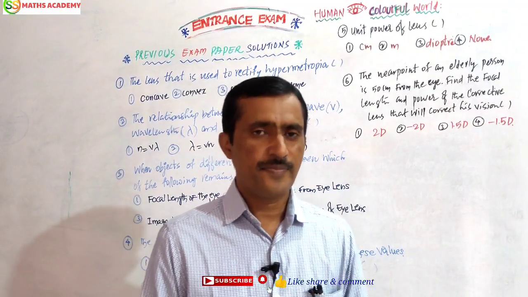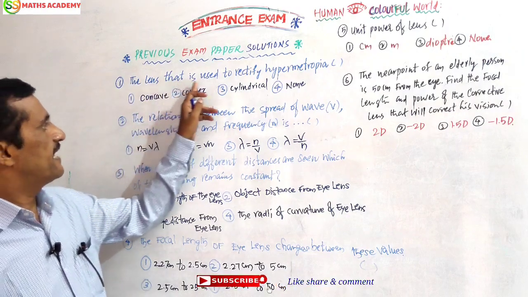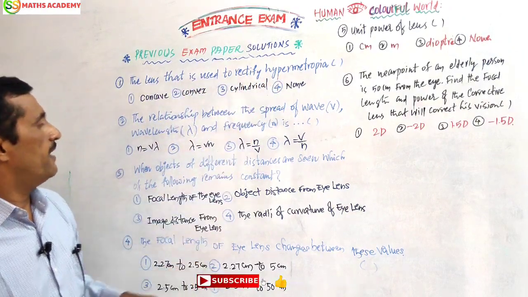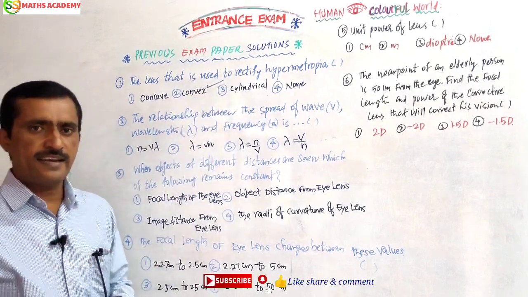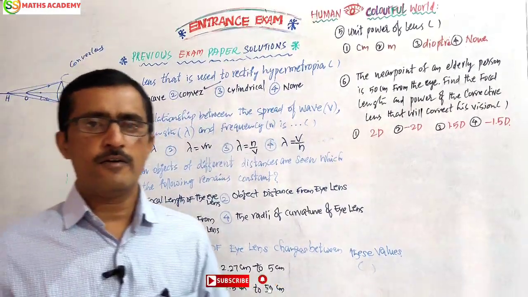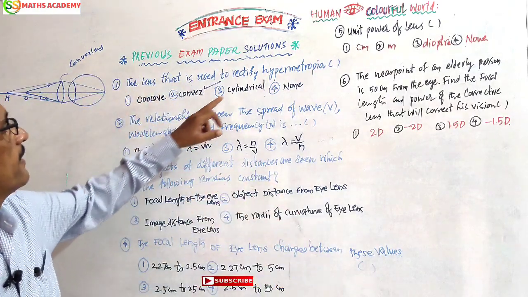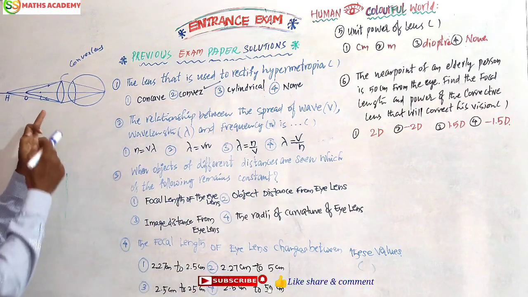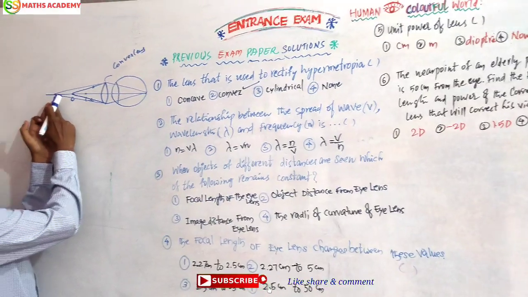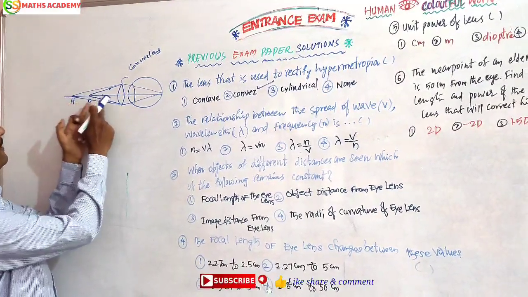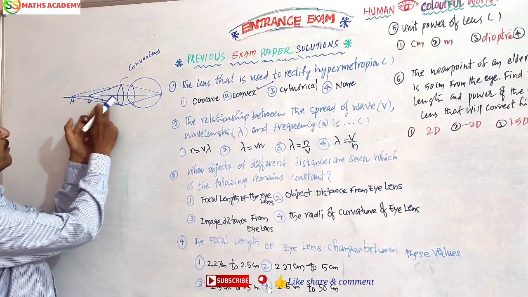So let us discuss the solutions of the previous questions. The lens that is used to rectify hypermetropia is the convex lens. Why do we have to use the convex lens to correct hypermetropia? You see, children, the object is between the near point and the least distance of distinct vision. The object is between H and O.